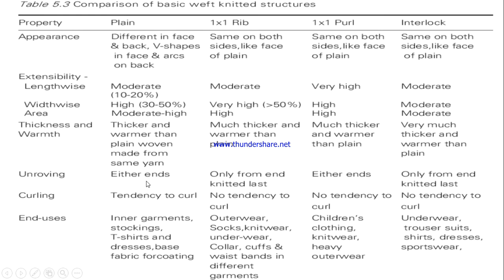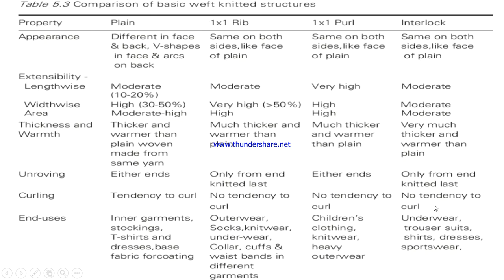Unroving either end. Plain knitted structure can be unroved from either end, either from the starting point or the finishing point of the knitted fabric. Rib structures can only be unroved from the last knitted end. If it is unroved from the last knitted end, then only it can be unroved. Purl fabrics are unroved at either end. Interlock fabrics only from the last knitted end. Curling tendency: no tendency to curl.